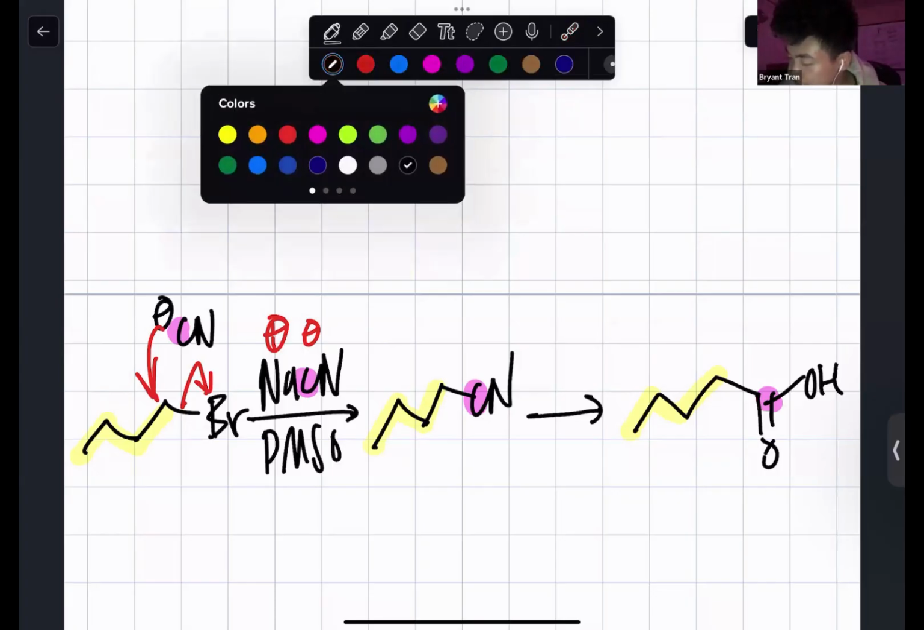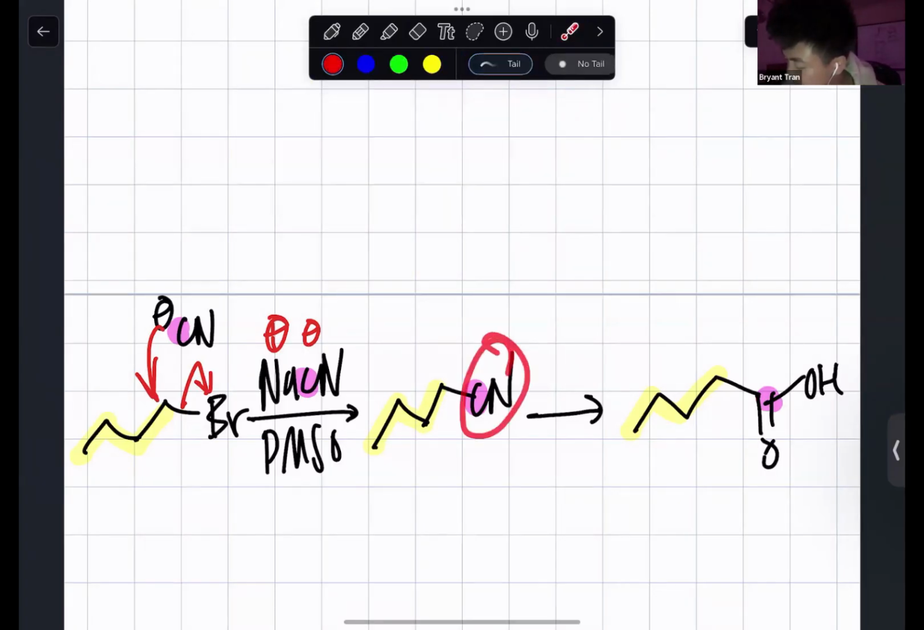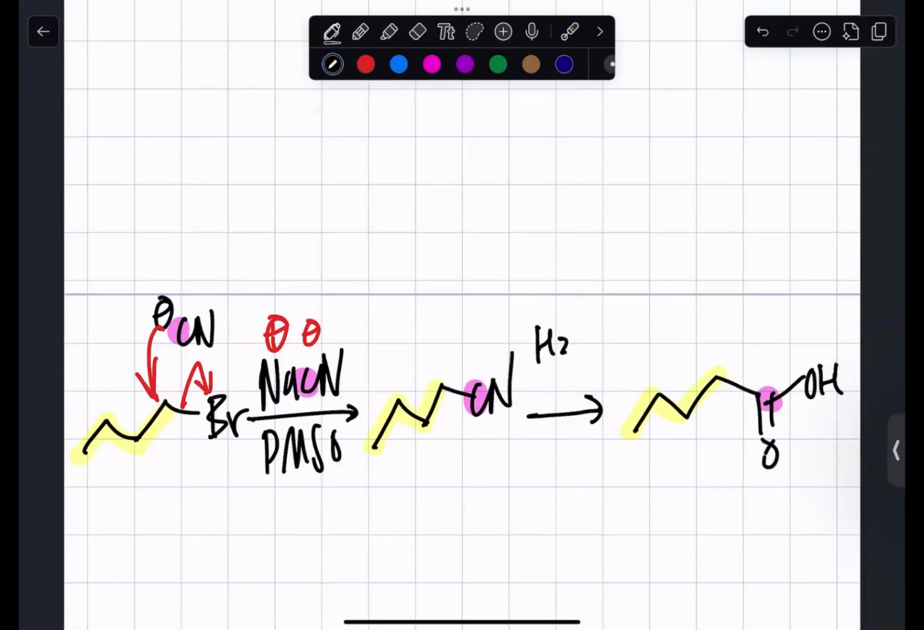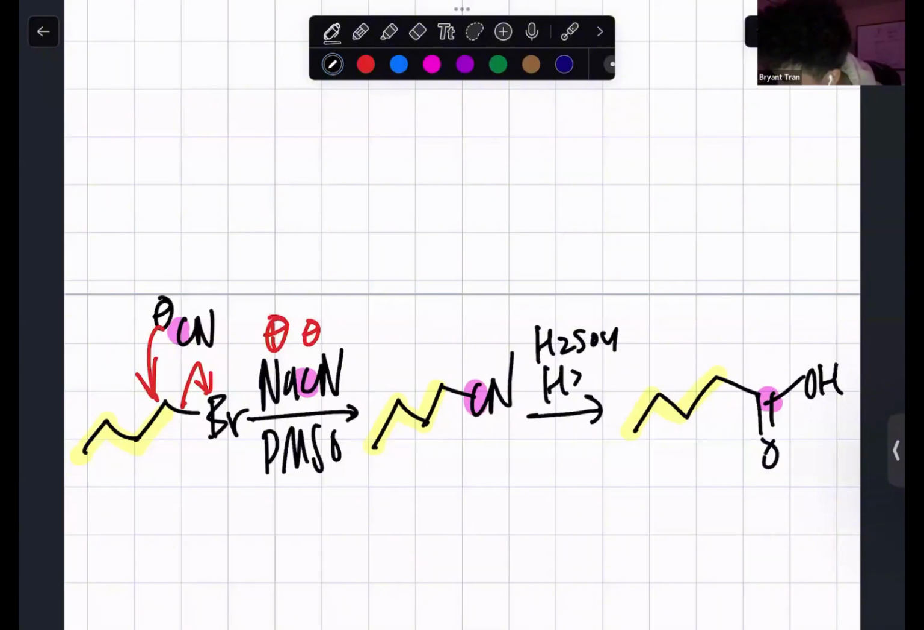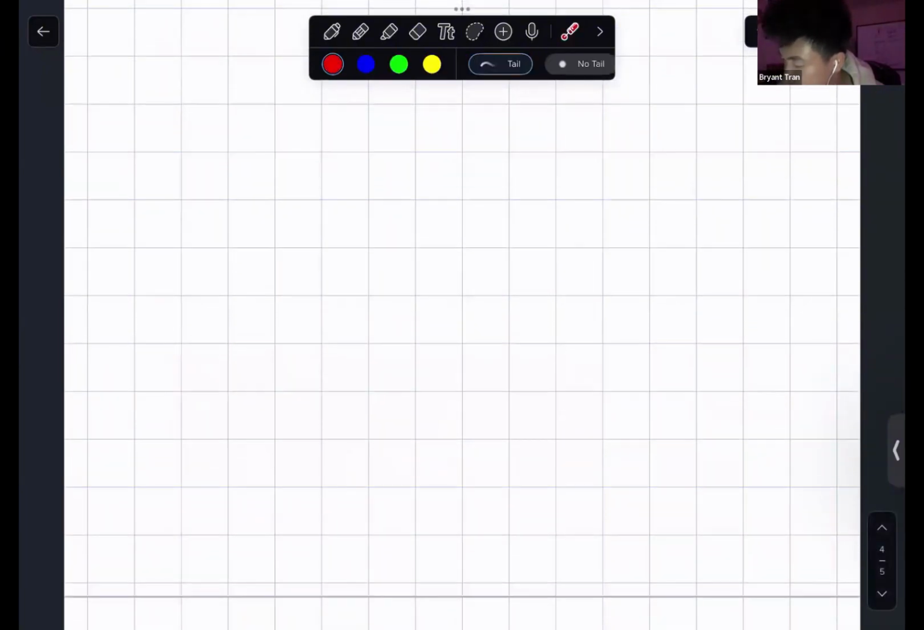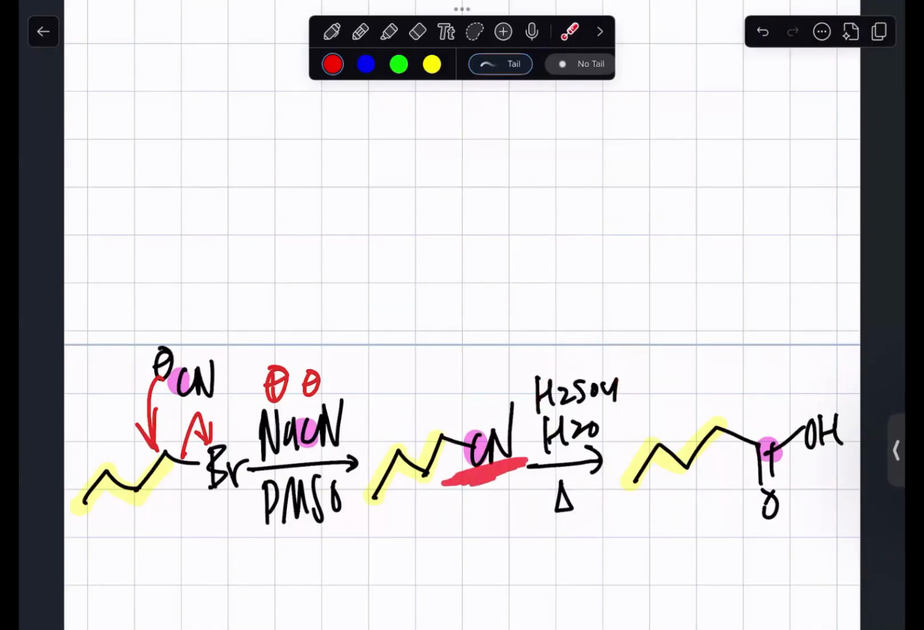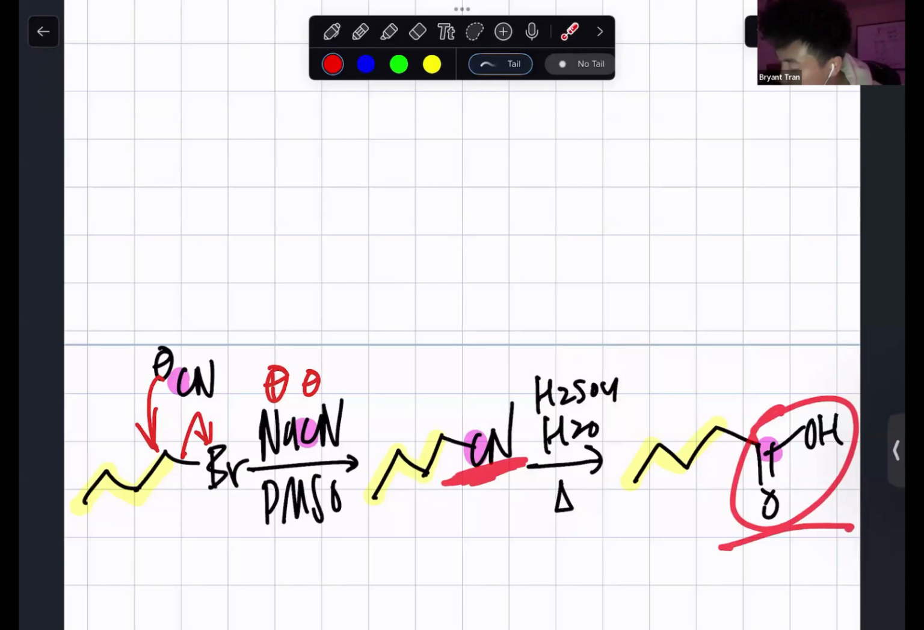The reagents that would convert this nitrile into this carboxylic acid is going to be acid, H2SO4, water, and heat, right? These are the hydrolysis reagents here that would convert this nitrile functional group into this carboxylic acid functional group right there, right?